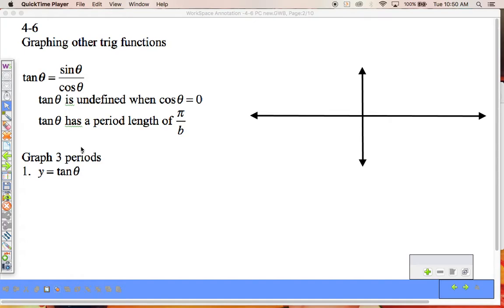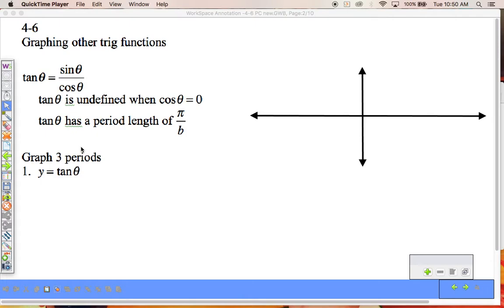All right, section 4-6, graphing other trig functions. Today's lesson, we're going to graph tangent, then cotangent, and then we're going to get into the cosecant and secant. Tangent and cotangent are a little bit different than the other ones. They have their own shape, their own picture. Secant and cosecant are going to be reliant on you being able to graph sine and cosine.